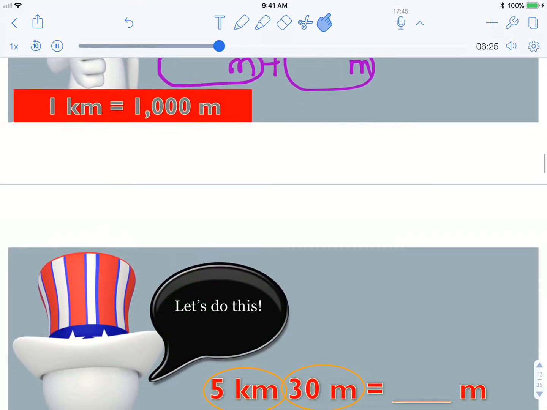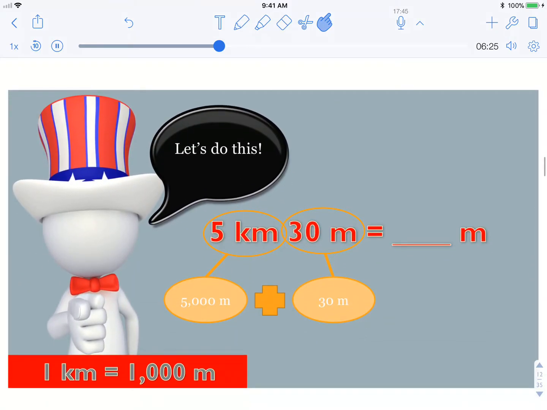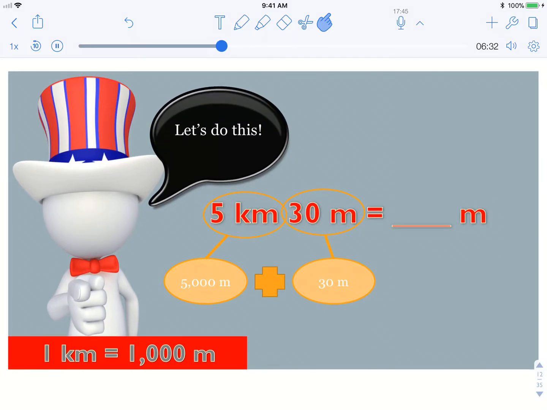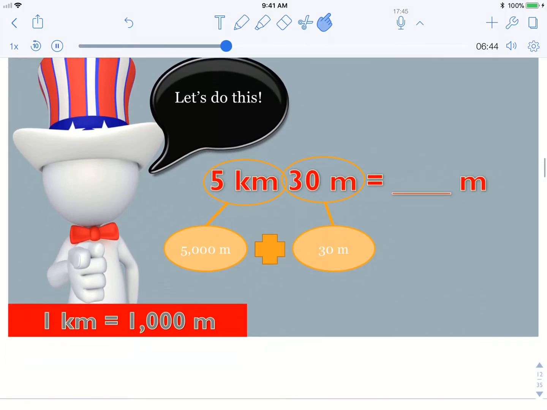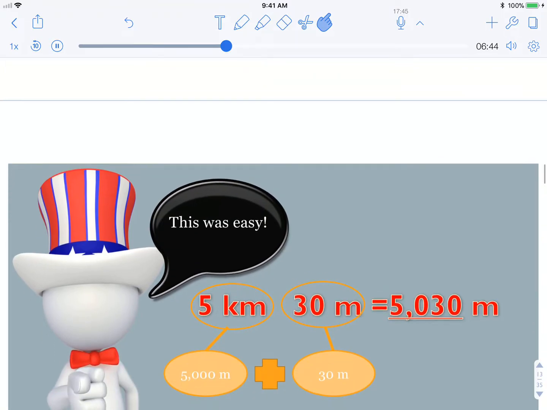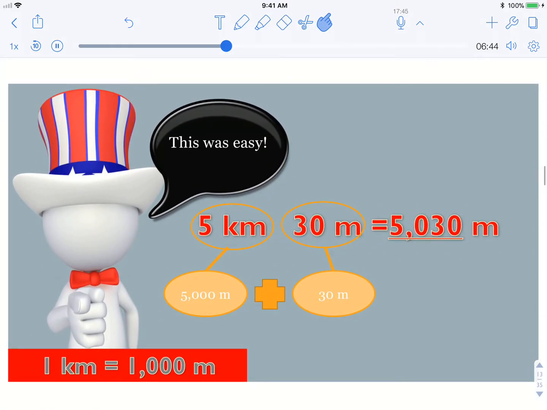Hopefully, these were the numbers that you wrote in your bubbles on the previous slide. 5,000 meters plus 30 meters. Well, what does that equal? 5,000 meters plus 30 meters equals 5,030 meters. So 5 kilometers, 30 meters is the same as 5,030 meters. Are they the same? Yes, they are exactly the same.